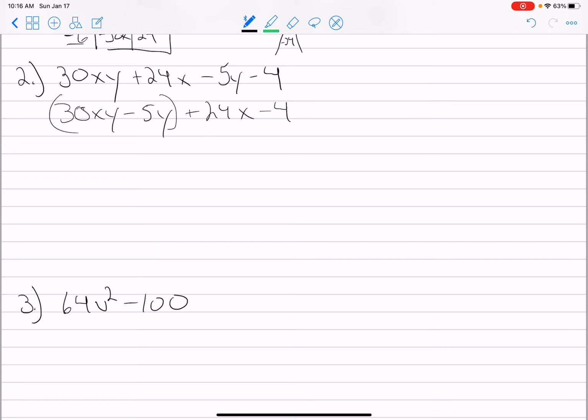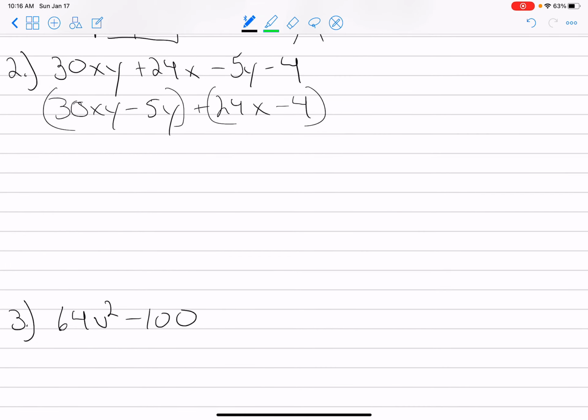Now, I can put those together and put those together and get GCFs out of both. All right, so what can I take out of this? Let me make this a little bigger here. I can do 5y, and I can go 30 divided by 5 is 6x minus, remember, there are 2 terms in here. There have to be 2 here. 5y divided by 5y is 1.